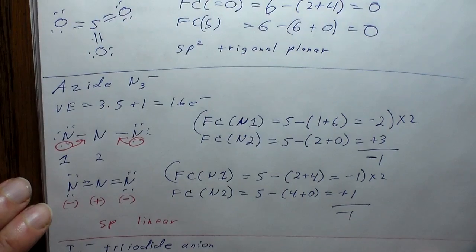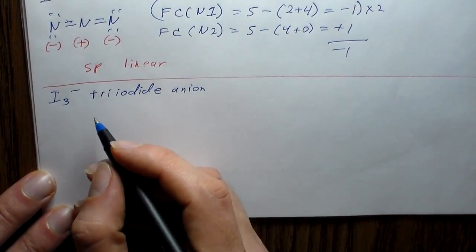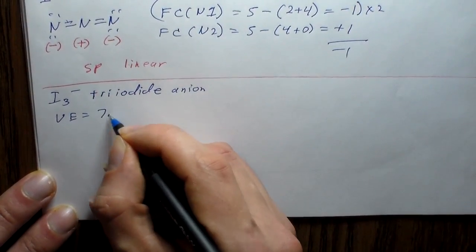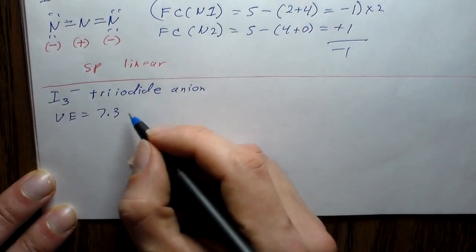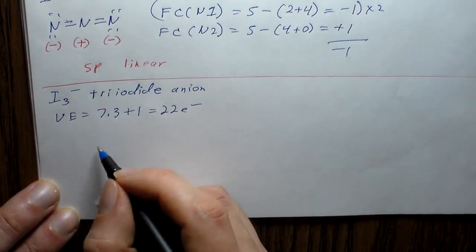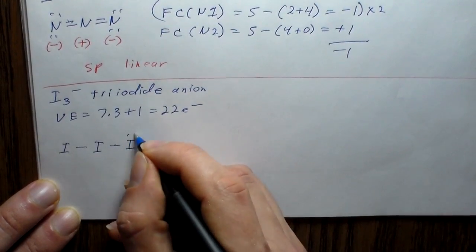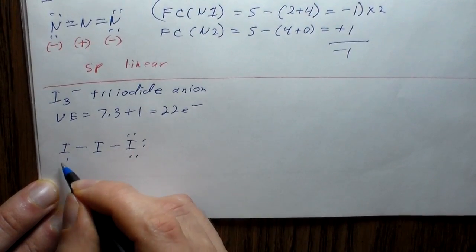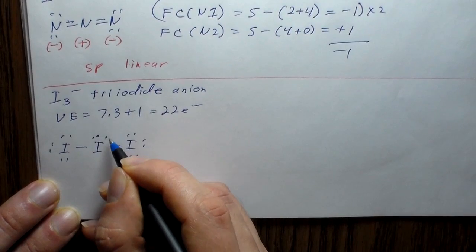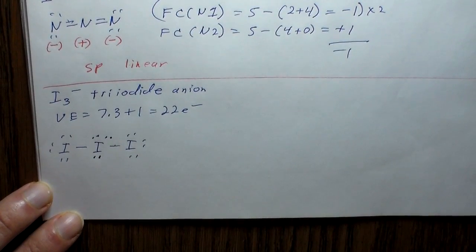So this was the azide N3-, this is I3- over here. So you might think they're going to be similar, but they're going to be a little bit different. So my valence electrons in this case, that's going to be 7 times 3 because they're all halogens, plus another one, so that's going to be 22 valence electrons. So here's going to be my iodine on either side, like so. That's 1, 2, 3, 4, 5, 6, 7, 8, 9, 10, 11, 12, 13, 14, 15, 16, 17, 18, 19, 20, 21, 22. Big difference here because we're now dealing with the halogen.